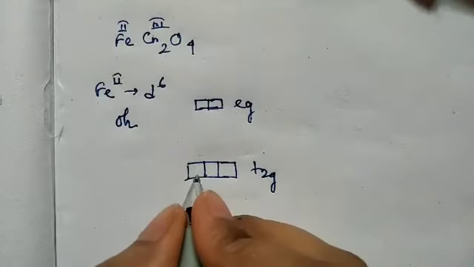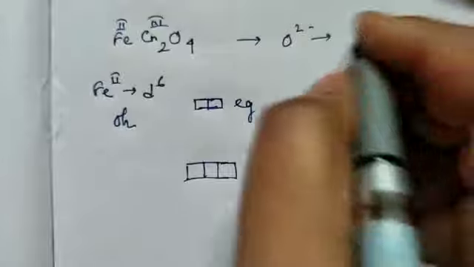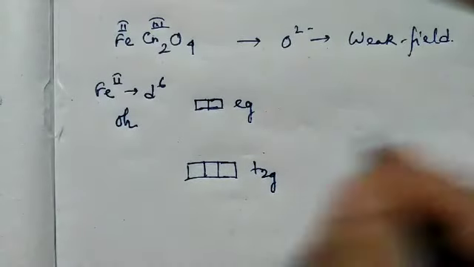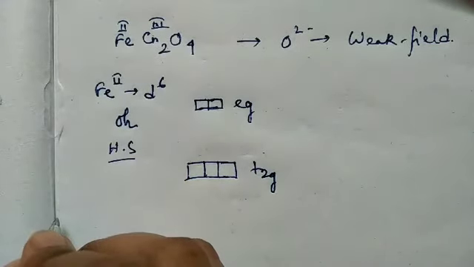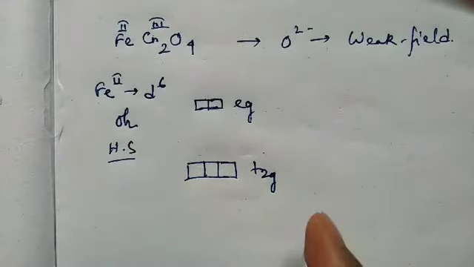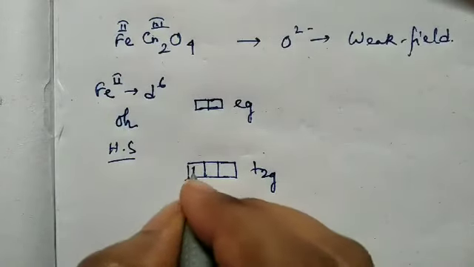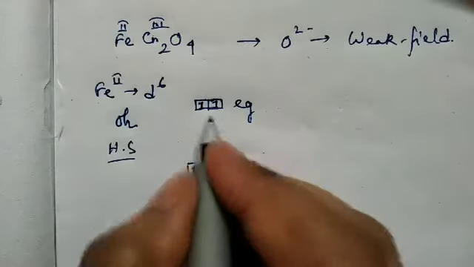There are 6 electrons. One thing you have to note is that oxide acts as a weak field ligand. Therefore, the complex will always be high spin. There is one exception, which I'll discuss after this. So fill the 6 electrons: 1, 2, 3, 4, 5 and 6. Then what will be the CFSE?